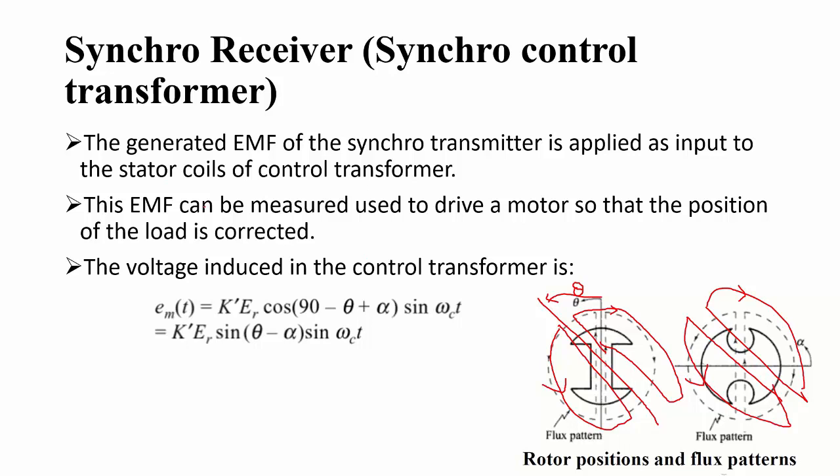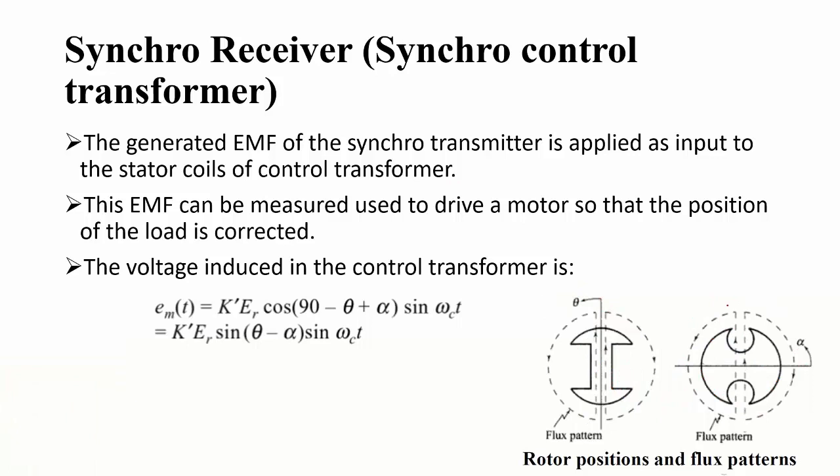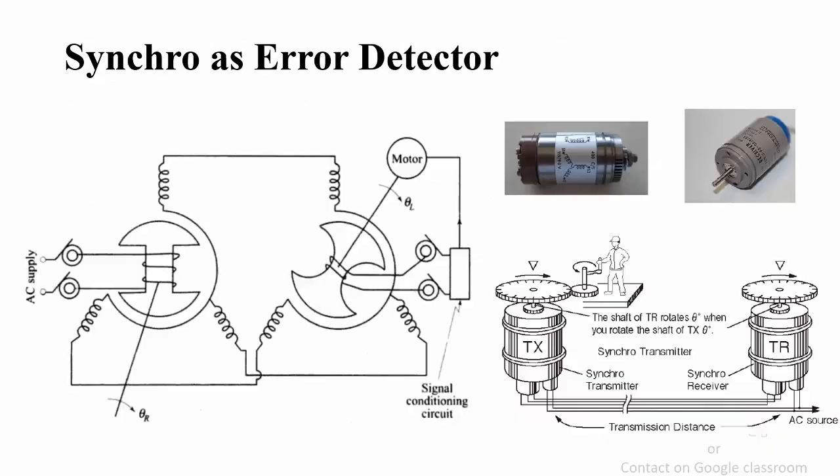Since the generated EMF of the synchro transmitter is applied to the input of the stator coils of the control transformer, there will be a voltage induced in the control transformer. This means that the flux pattern generated at the receiver side will induce voltage in the rotor of the receiver. So if this is the receiver rotor and there are windings provided on this rotor, the flux that exists across the air gap will induce voltages in this winding as well at the control transformer side.